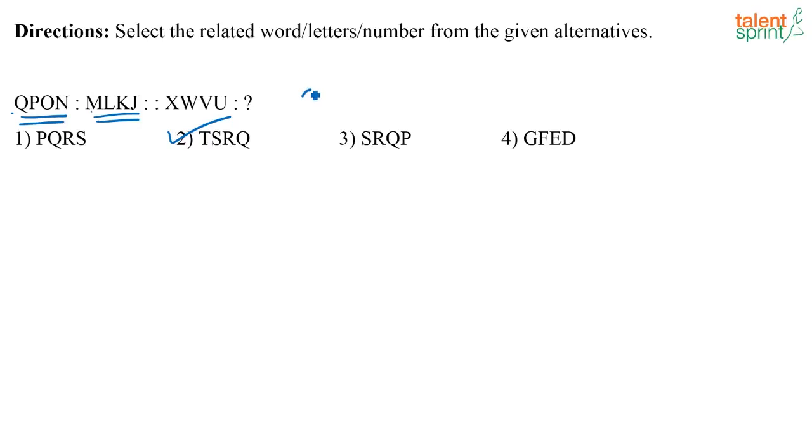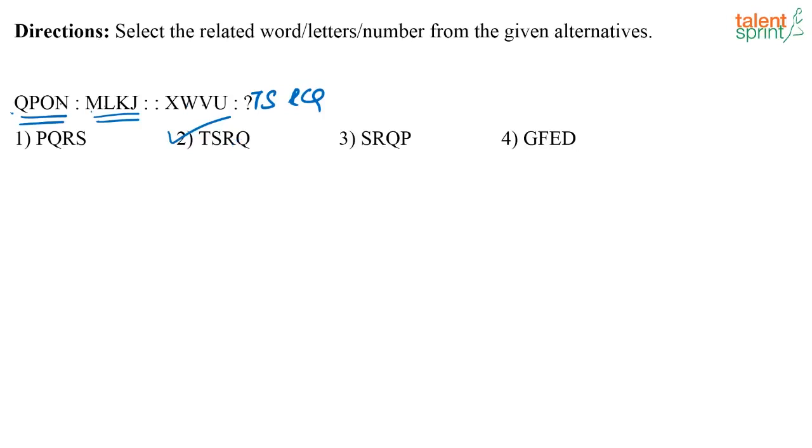Q, R, S, T. See, we are writing down the letters in the reverse, that's all. J, K, L, M, N, O, P, Q. So here it should be Q, R, S, T, U, V, W, X. Correct answer is option 2.